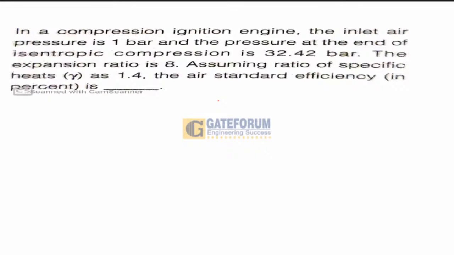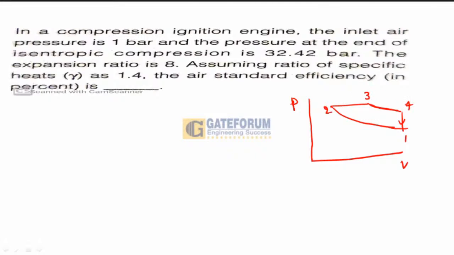It is given that in a compression ignition engine, that means a CI engine, the inlet air pressure is 1 bar. Inlet air pressure means P1 is given in this question. So first draw the diesel cycle. How can we draw the diesel cycle? This one is your P, and this one is V. We can draw this very easily. So this is your cycle. You can write 1, 2, 3 and 4. This is our diesel cycle.